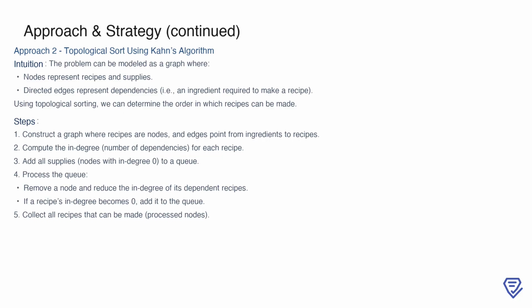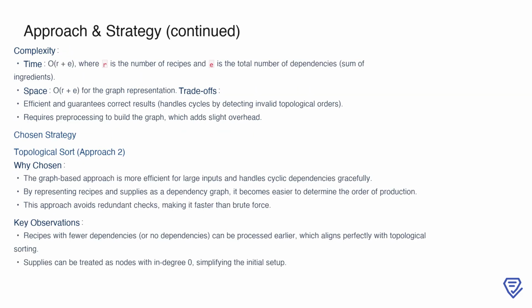If a recipe's in-degree reaches 0, it means all its dependencies are resolved, and it can be added to the queue. At the end of this process, the nodes that have been processed represent the recipes that can be successfully made. The topological sort approach brings significant improvements in efficiency and robustness.